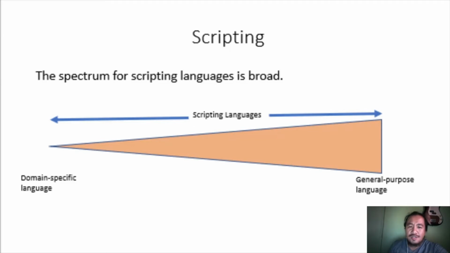This slide shows that scripting languages cover a very broad spectrum. At the narrower end of the spectrum are domain-specific scripting languages, and at the broader end are the general-purpose scripting languages. Some languages such as Perl, Python, and Ruby are intended for general-purpose use, as they support features such as modules, separate compilation, reflection, and other features offered by similar general-purpose programming languages. However, there are still lots of scripting languages that are only intended for use within a defined domain.